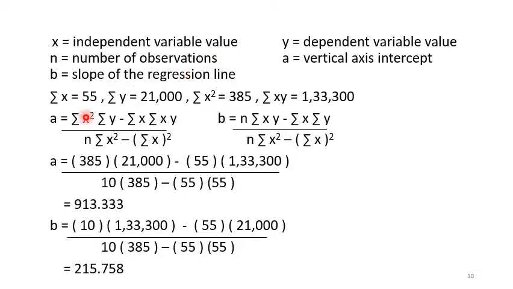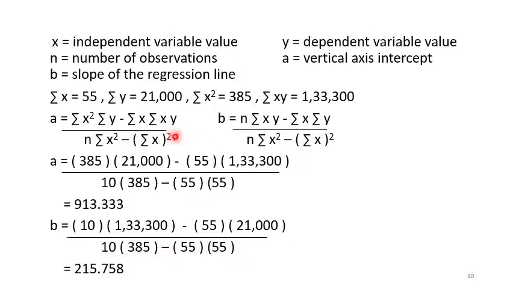So in the equation for a, which you have already seen in the previous slides, I substitute all the values and I get a value of 913.333. When I substitute the values in the equation for a, the vertical axis intercept, I get 913.333. Similarly for b, when I substitute in the equation for the slope, I get a value of 215.758.